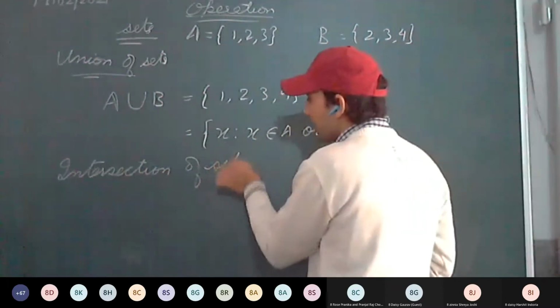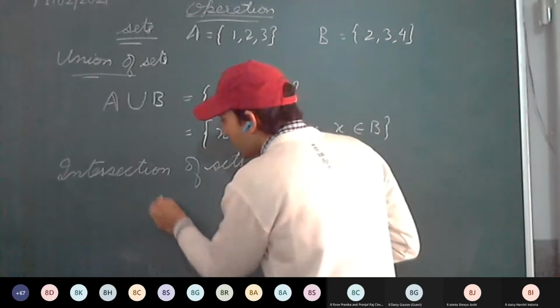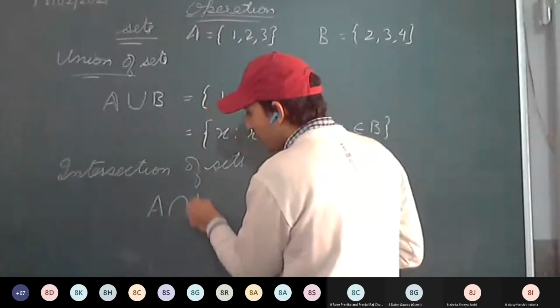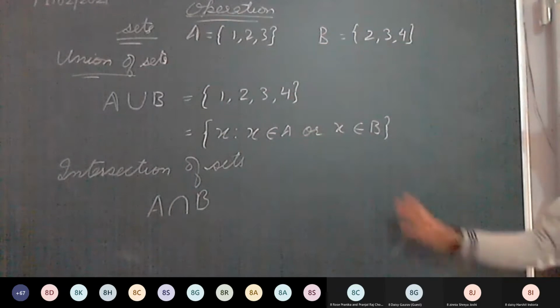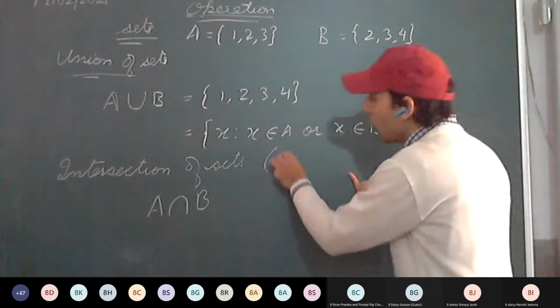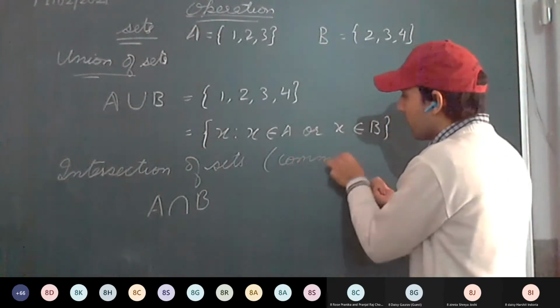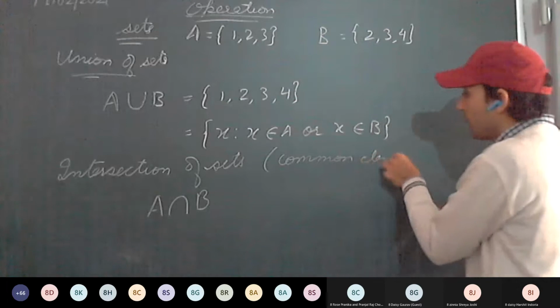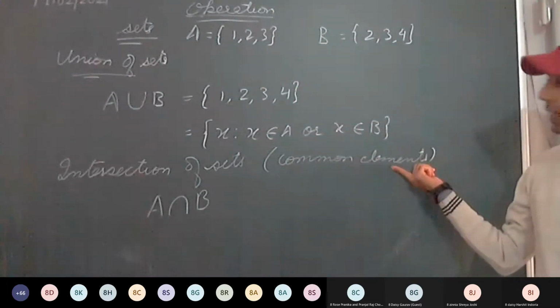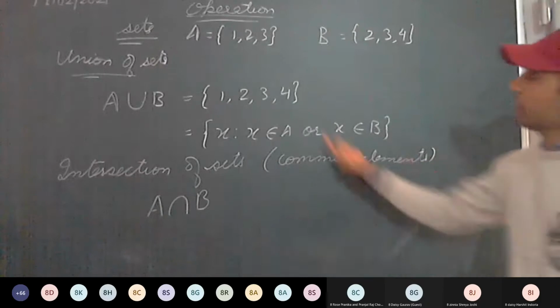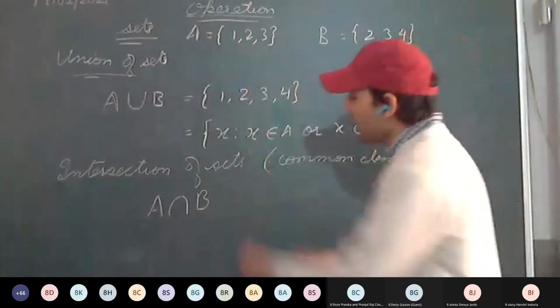Intersection of sets. Here it will be denoted by A inverted cup B, A ∩ B. Now intersection means what? The common elements between them. We'll take the common elements. Okay, so see here. What are the common elements?